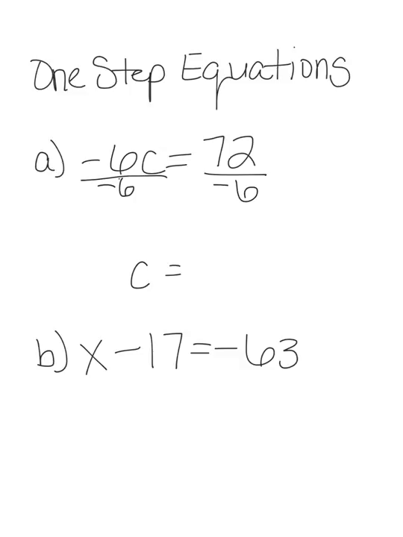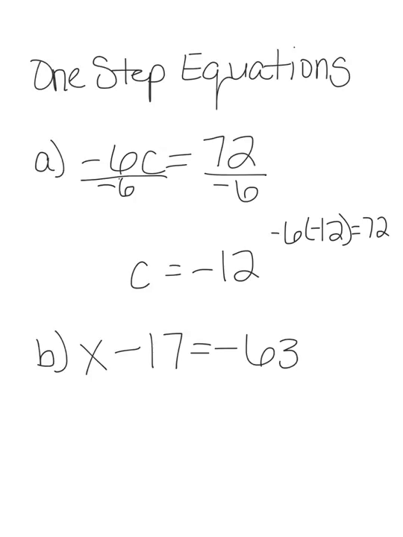72 divided by negative 6 is negative 12. And again, I can check it by substituting in place in my equation for c. Negative 6 times negative 12 equals 72. And if that is in fact correct, then I know I've solved my equation correctly.